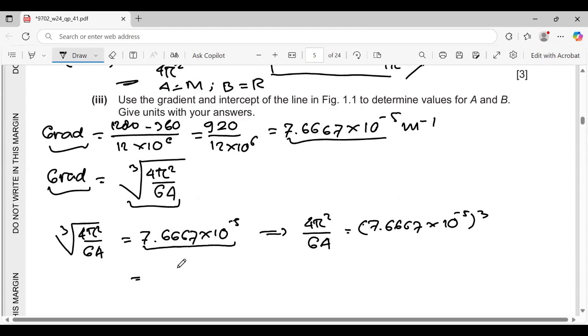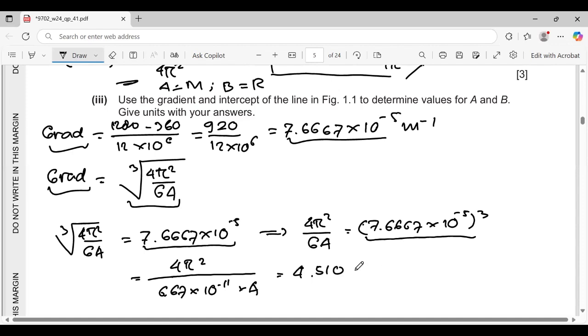So it becomes 4 pi squared over 6.67 times 10 power minus 11 times a equal, if we calculate this number, it will be 4.510 times 10 power minus 13.